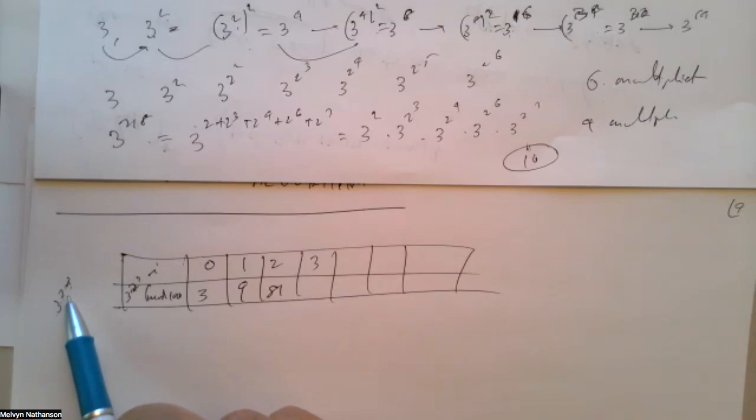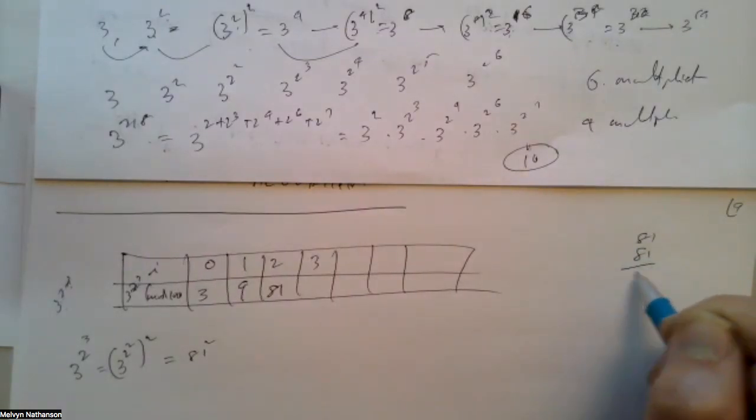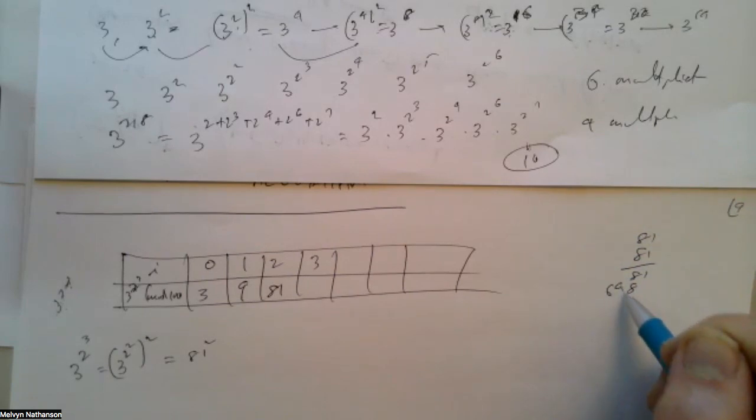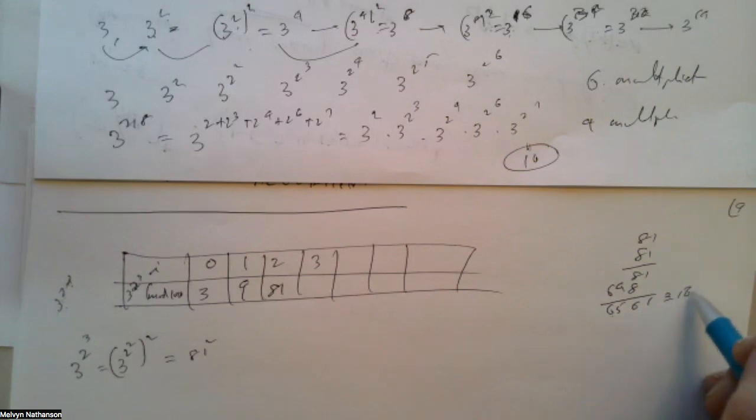What is 3 to the 2 cubed? When i is equal to 3, that's 3 to the 2 cubed. That's 3 to the 2 squared, squared. That's 81 squared. I guess you have to multiply that out. I mean, you have to do this with the multiplications. 6561. But mod 1,000, 6561 is congruent to 561.